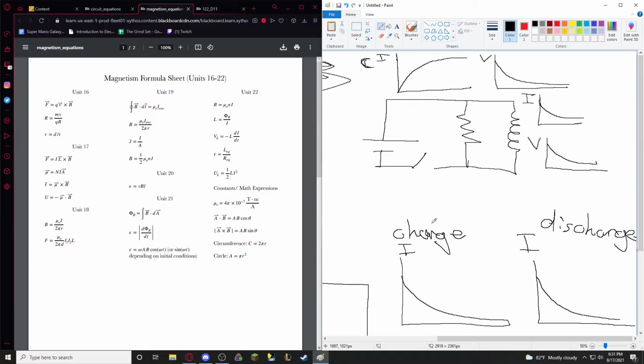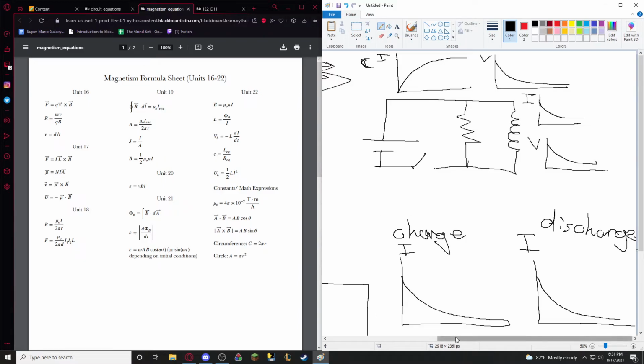Torque is equal to mu cross B. I wouldn't rule it out. Just because you didn't on your previous quiz doesn't mean you won't on your final quizzes on Friday. No, I'm talking about on unit 22, the L equivalent over R equivalent. Oh, so that's not torque. That's tau, and it's similar.